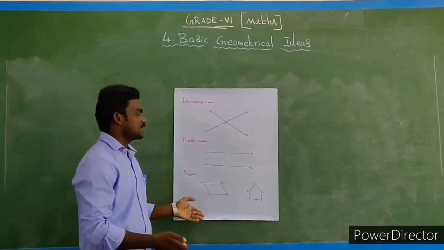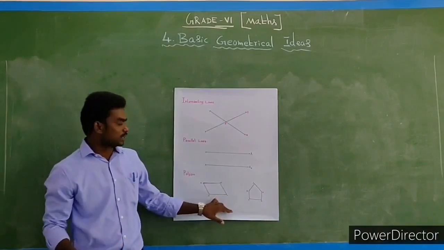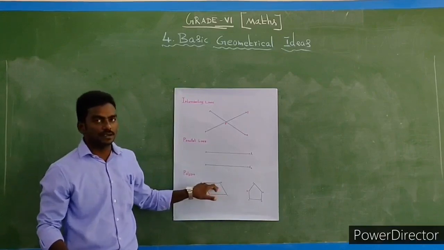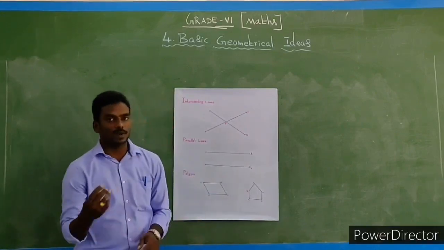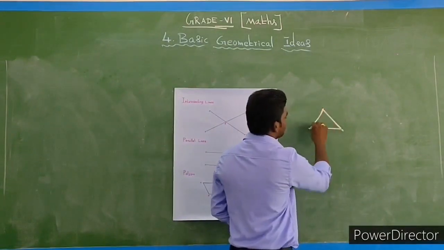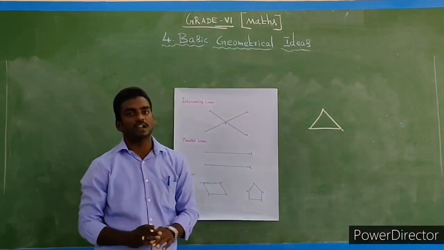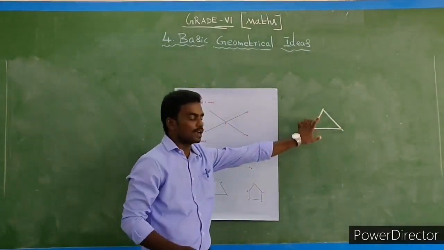Next, polygon. Do you know what a polygon is? A polygon is a simple closed figure made up of only line segments. Which is the polygon with the minimum number of sides? The triangle, because it has three sides. A three-sided polygon is the minimum.